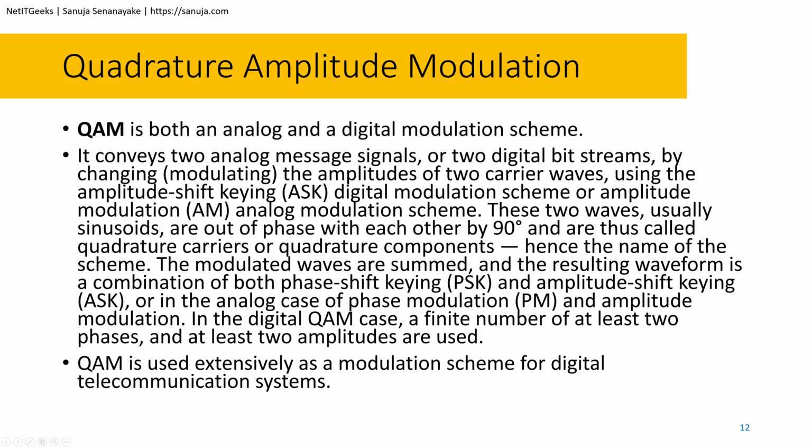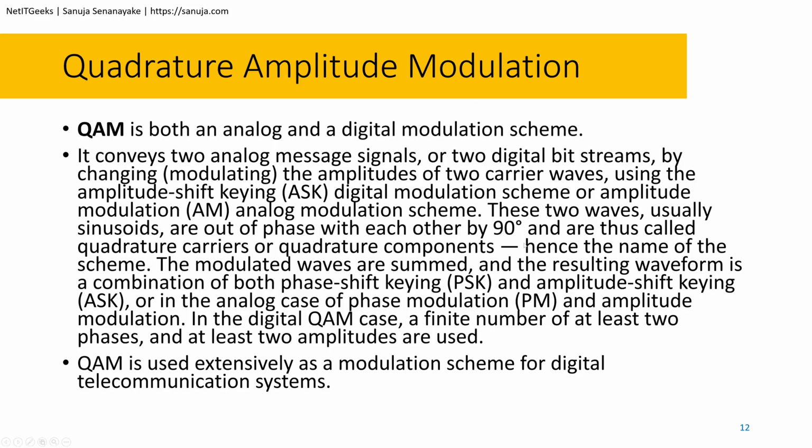I'm going to introduce you to something called quadrature amplitude modulation, or QAM. QAM is both an analog and digital modulation scheme. This is very important in certain applications, such as sometimes VoIP applications, because human voice is more analog as opposed to digital. So it conveys 2 analog message signals or 2 digital bit streams by changing the amplitudes of 2 carrier waves using the amplitude shift keying. Remember the ASK I introduced in the digital modulation schemes.